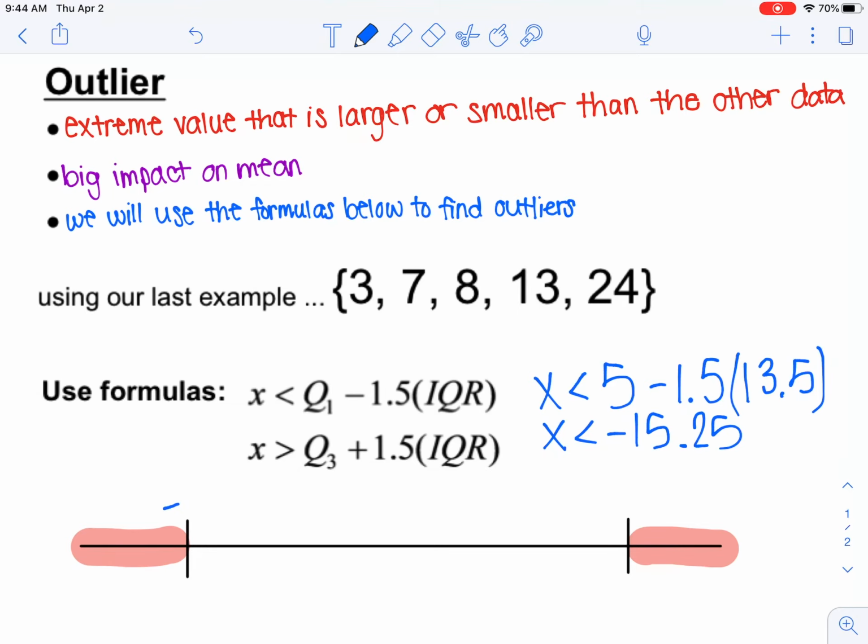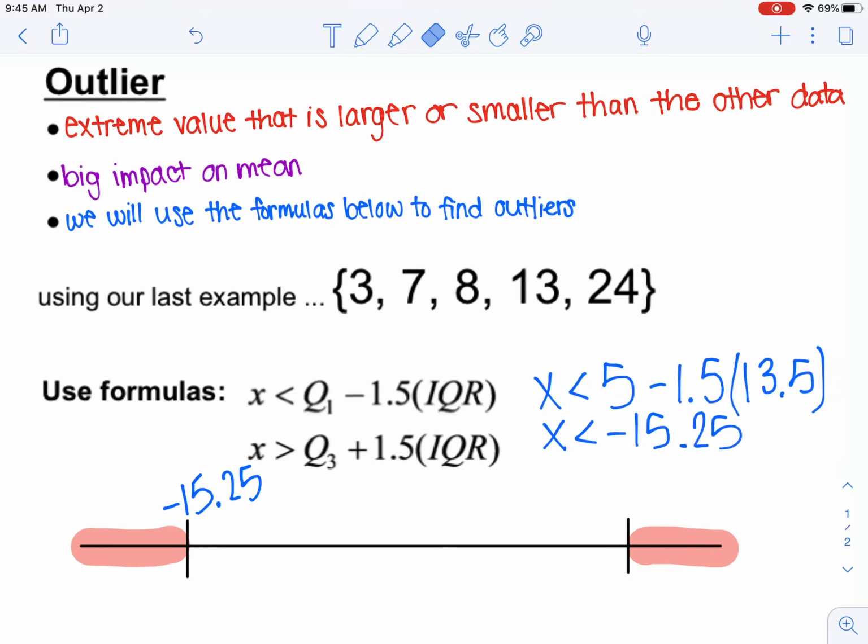Okay, so then if you want to go ahead and write that number on this line. So we're saying anything that is less than that negative 15.25 would be considered an outlier. If you take a look at our data set, these 5 numbers, none of these 5 numbers are less than negative 15.25. So that means so far we do not have an outlier.